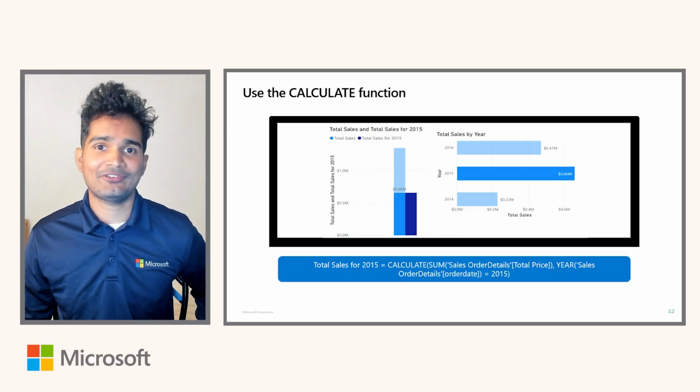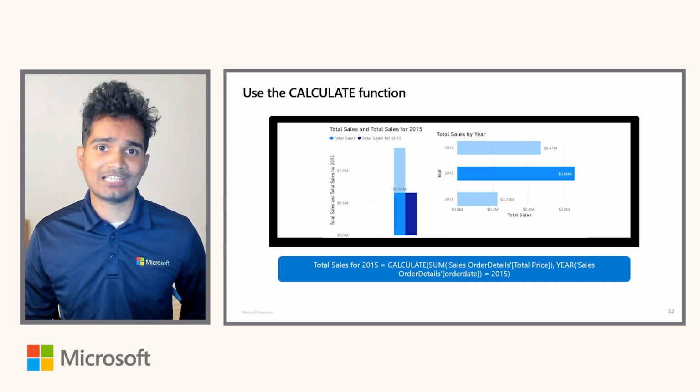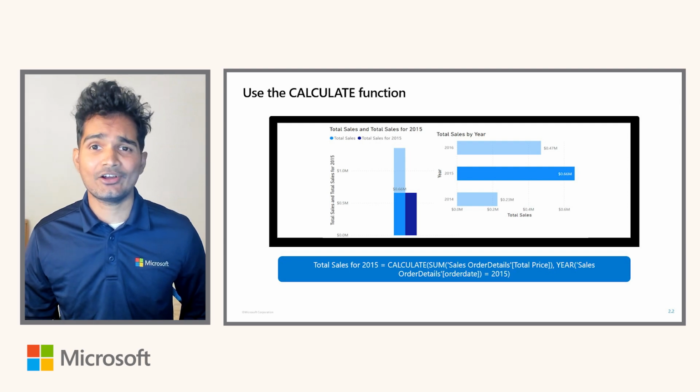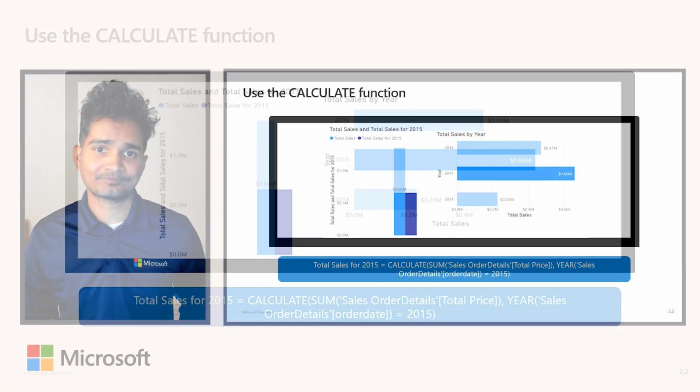Know what the CALCULATE function in DAX is. The CALCULATE function in DAX allows you to create a measure that overrides certain portions of the context to express the correct result. For example, if you want to create a measure that always calculates the total sales for 2015, regardless of which year is selected in any other visual in Power BI, you would create a measure that looks like the DAX formula displayed on the screen.